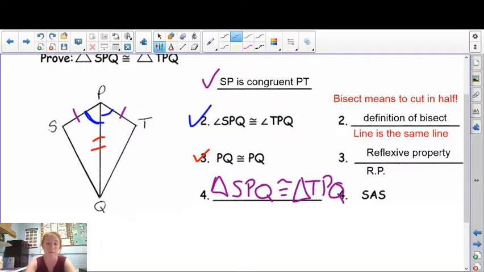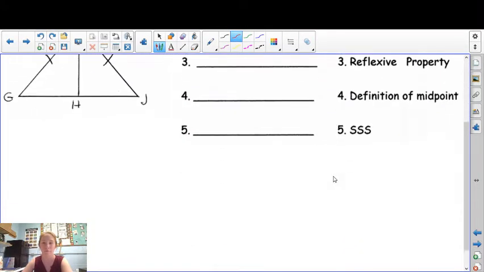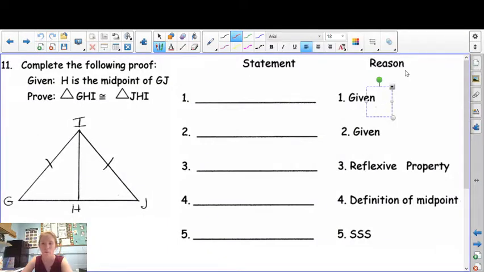Or if I had wanted to start red, I could have gone Q to P to S, red side to blue side to purple. Either one of those is sufficient. They mean the same thing. One's just backwards. That's all it is. Next one. I think this is the last one. Yes, okay. I just wanted to double check myself.